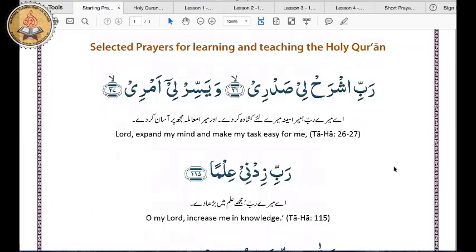Assalamu alaikum. Wa alaikum assalam. Could you please read the first prayer over here? Okay. The first verse or the whole word? So these two verses over here on this line. Okay.